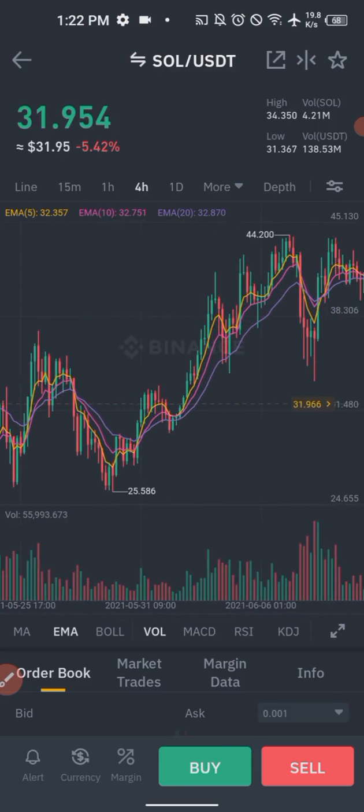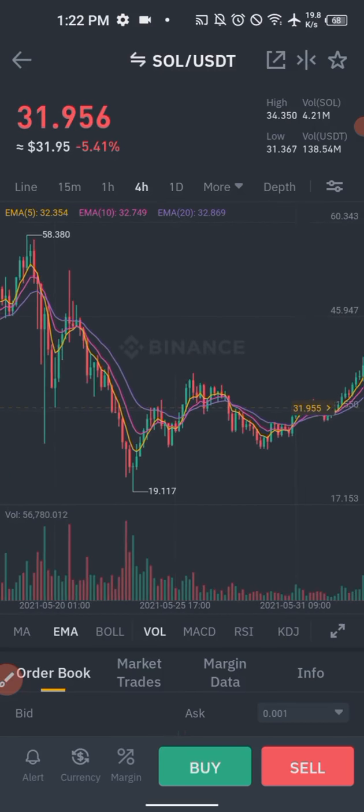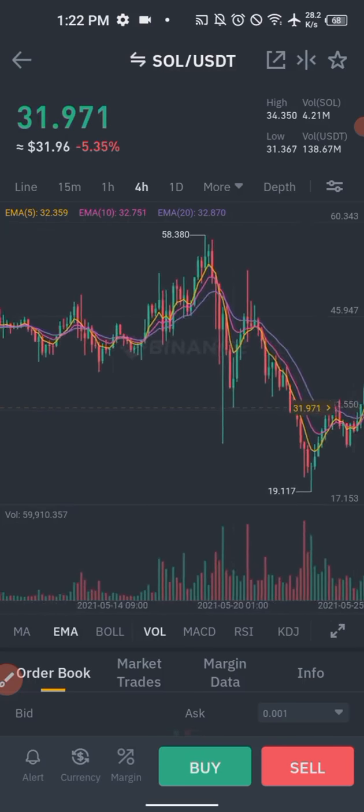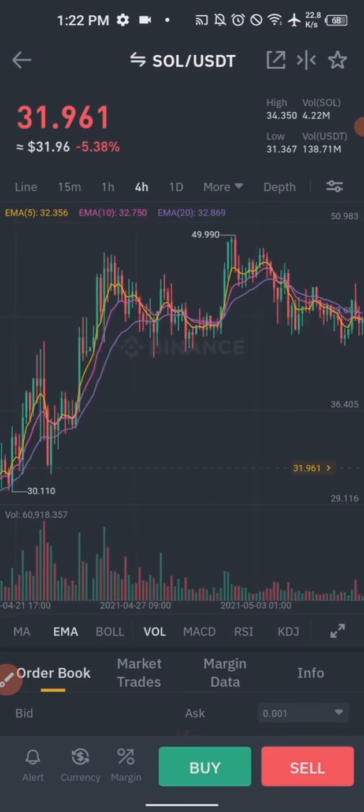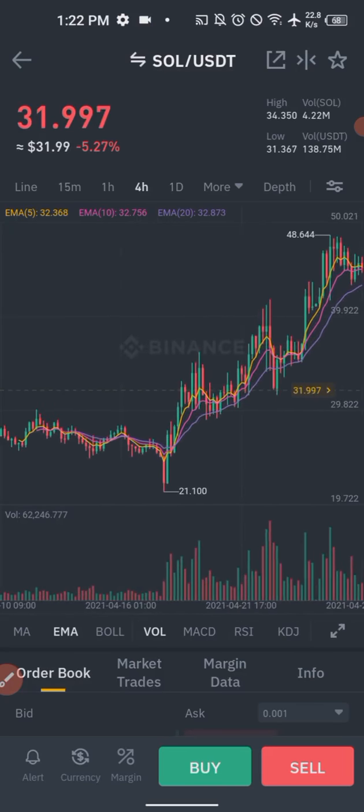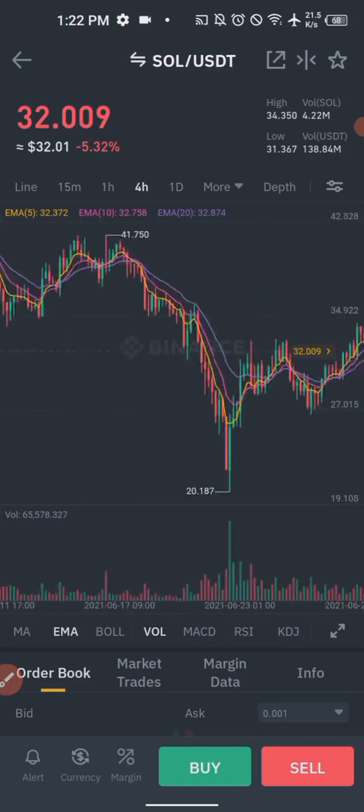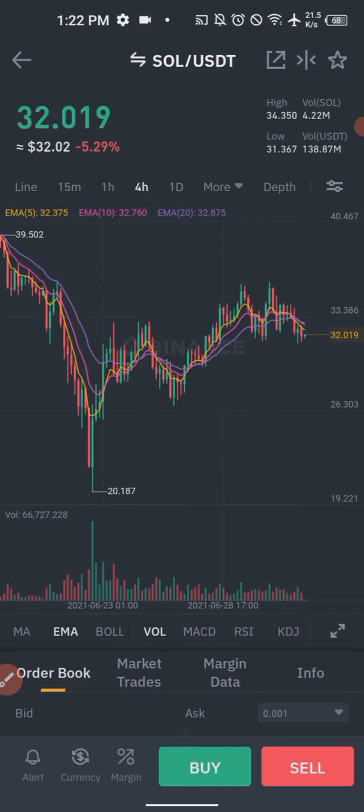In May, on the 31st of May, it went to $25. It went as low as $19 on the 25th of May. Okay, so it's a very volatile coin. It went as low as $21. So at least the lowest we have seen right now is $20, which is here. And it's presently at $32.